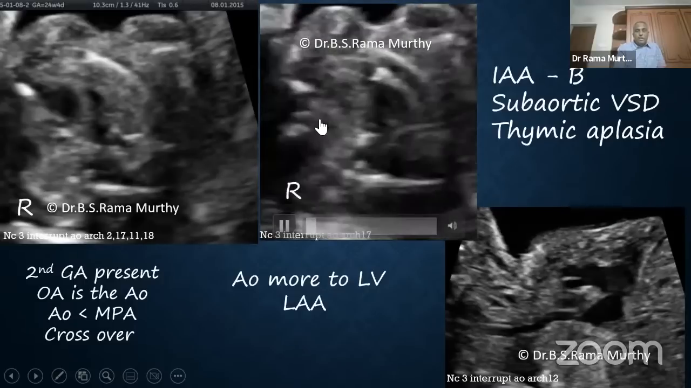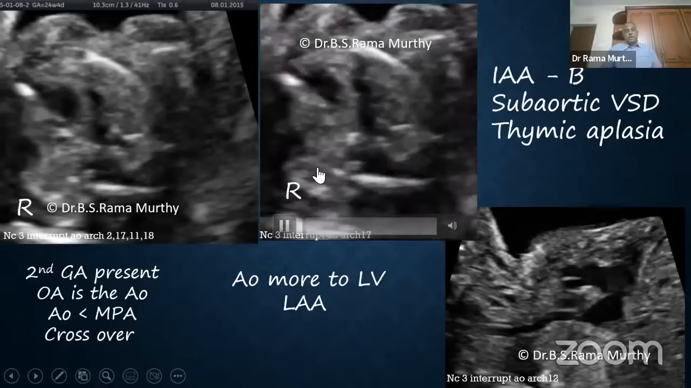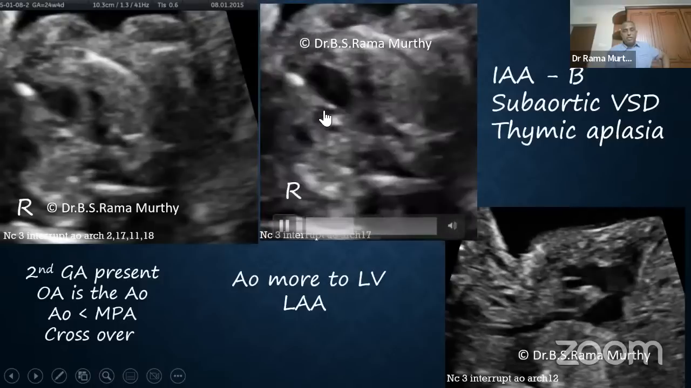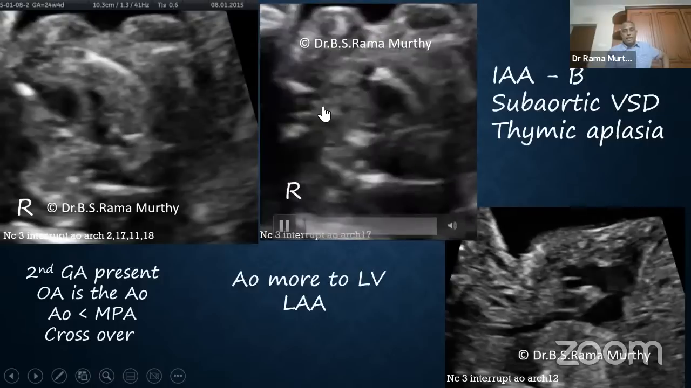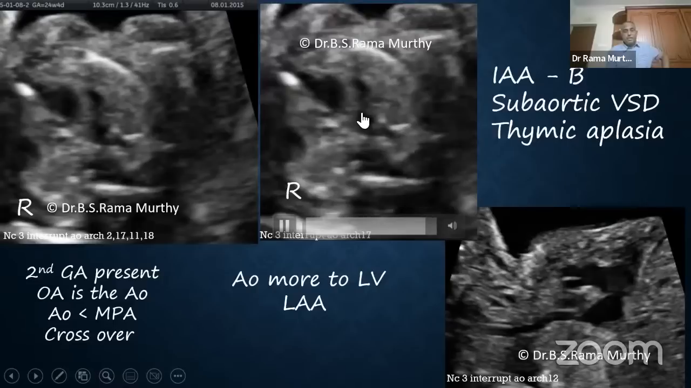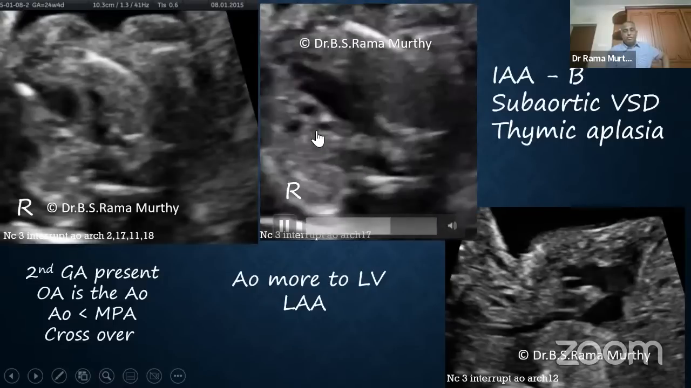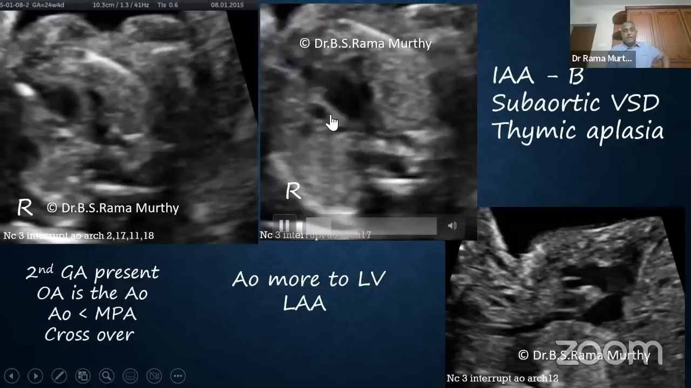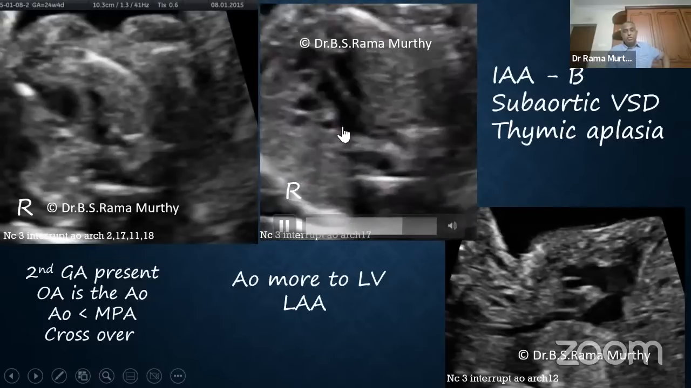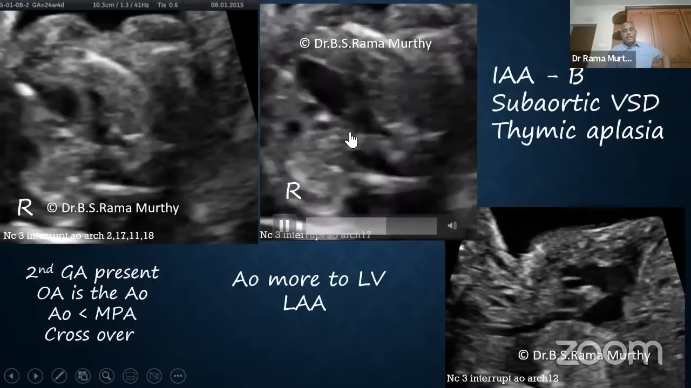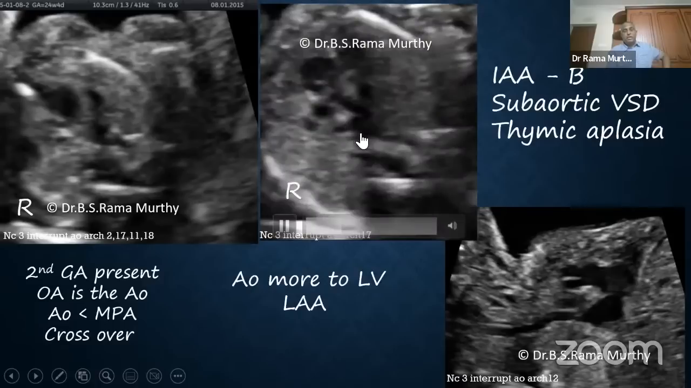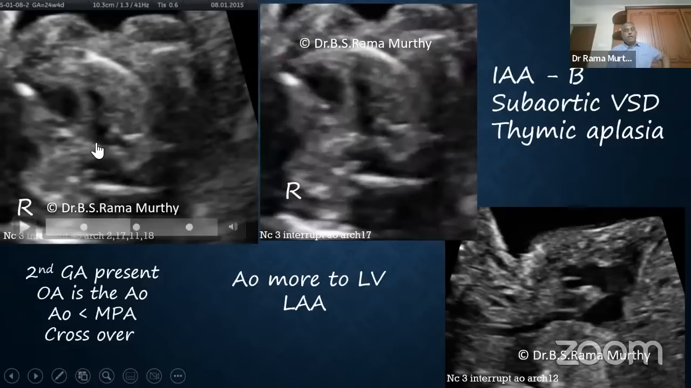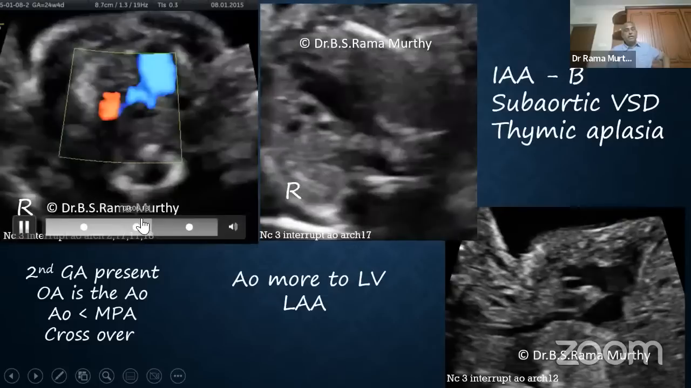I want you to see what is happening to the aorta. If you see very carefully, the aorta is not coming as an aortic arch and joining. It is dividing there, and those are the neck arteries. So it's a type B interrupted aortic arch. Why? Because there's no aortic arch connecting the ascending aorta to the descending aorta, and the aortic caliber is small. It is actually overriding a VSD.